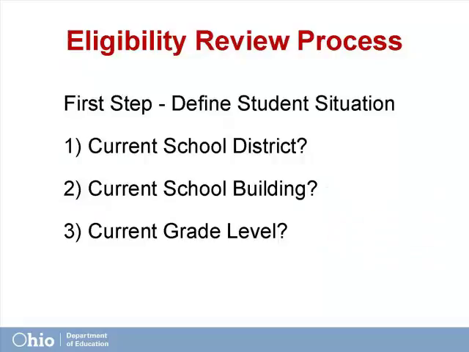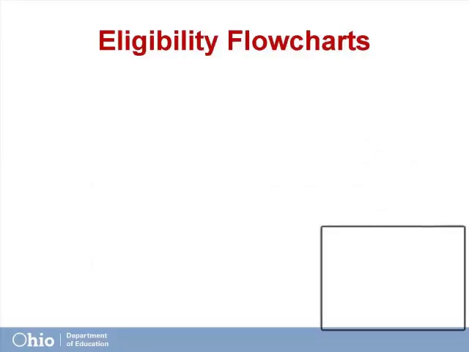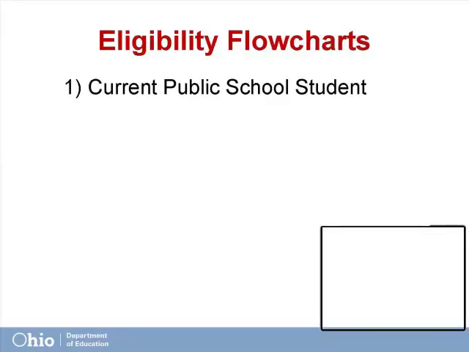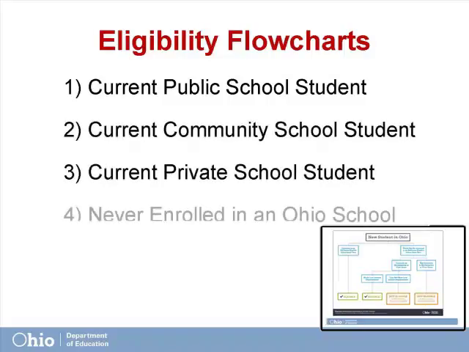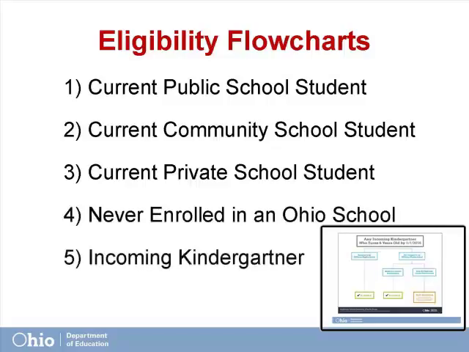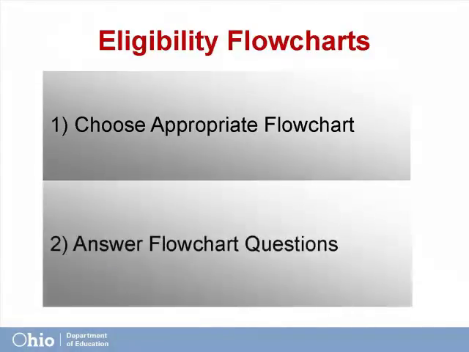Once you have this information, determine if the student meets one of the 5 potential eligibility situations using the appropriate eligibility flowchart. There are 5 potential student eligibility situations: current public school student, current community school student, current private school student, K through 12 student never enrolled in an Ohio school, and incoming kindergartner. Once the current student status is determined, choose the appropriate flowchart and answer the questions on the flowchart in sequential order to determine if the student is eligible.